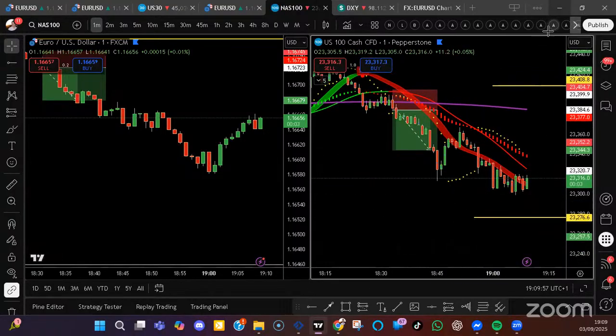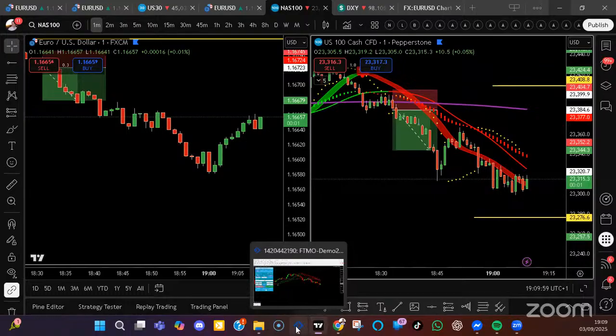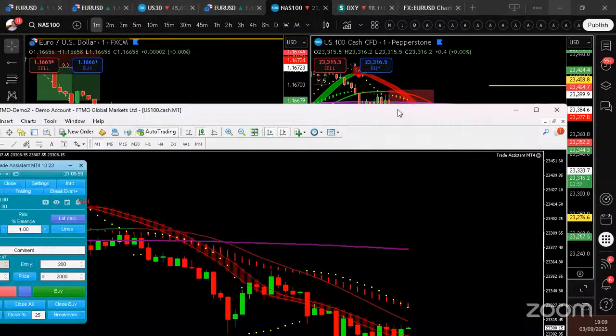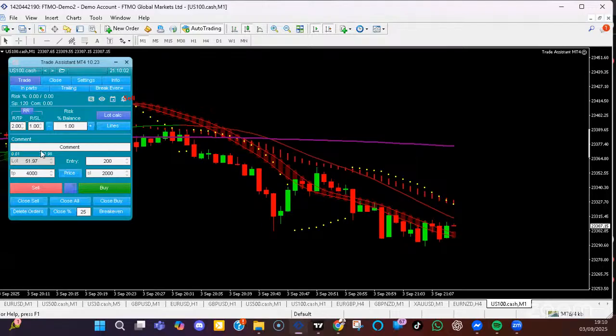And in the meantime, what we'll do is we'll have a look at the MT4. Make sure you've got your risk to reward in purple, your lot calc in purple, that all important 1% for your trade.